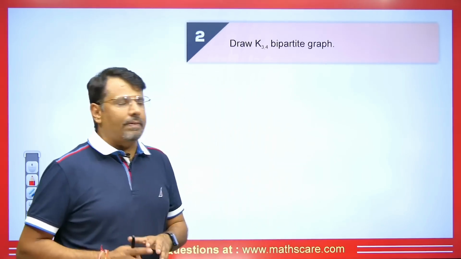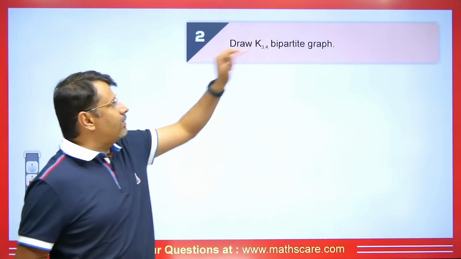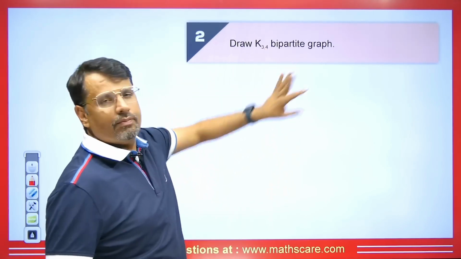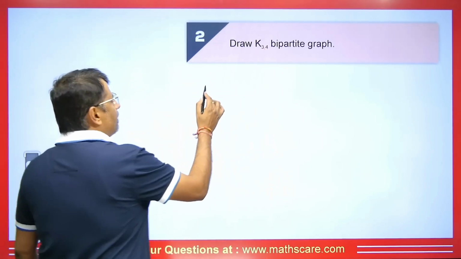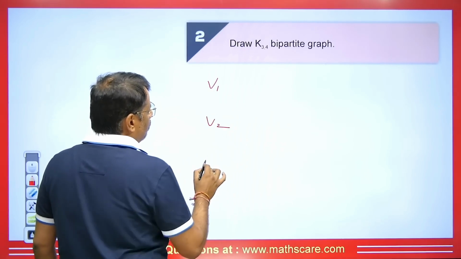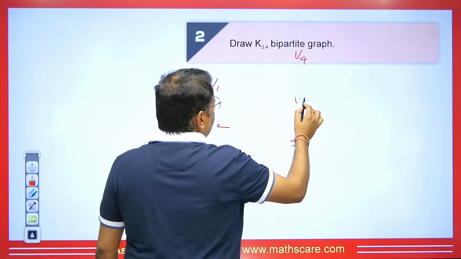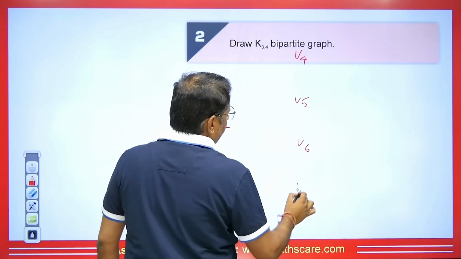This type of graph we have here is a bipartite graph. In one set we have 3 vertices and in the other set we have 4 vertices, so it will be 3, 4, right? This needs attention. Suppose I take this one as V1, this one as V2 and this one as V3. And here, students, I am taking these 4: V4, V5, V6 and V7.